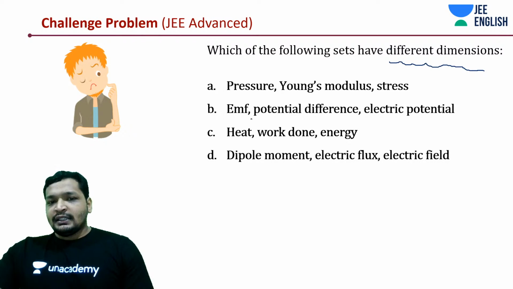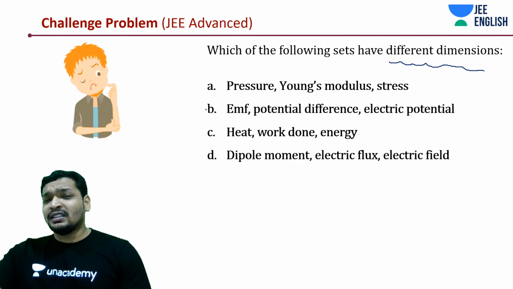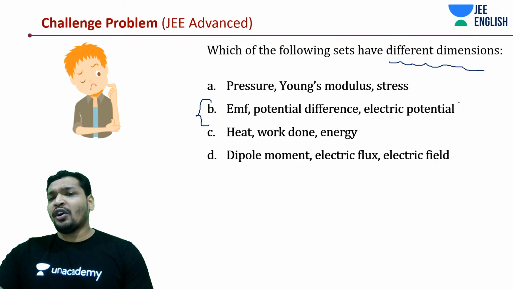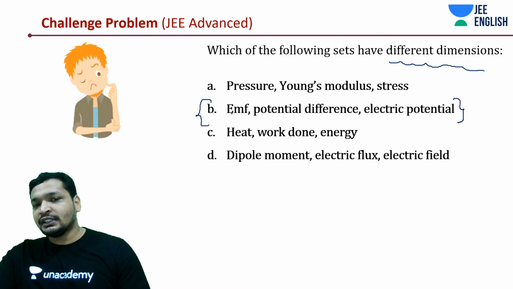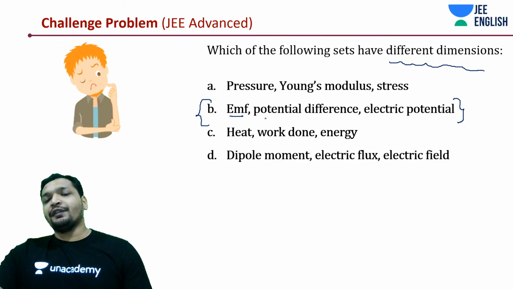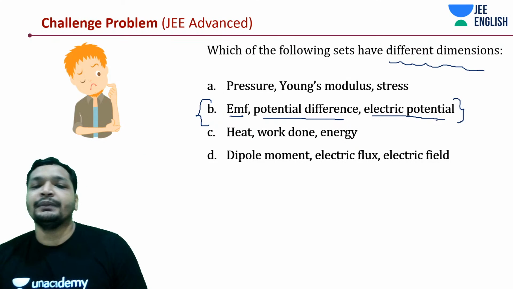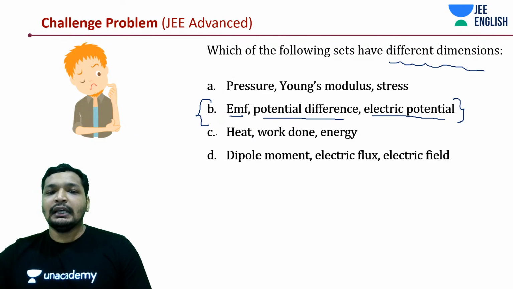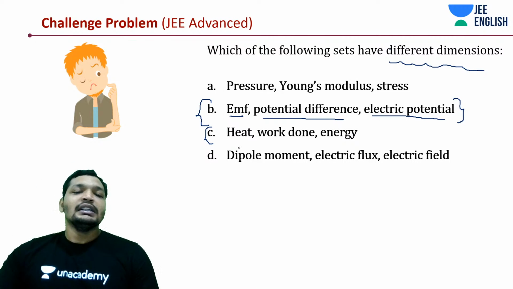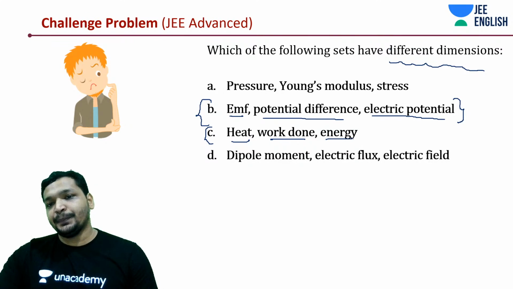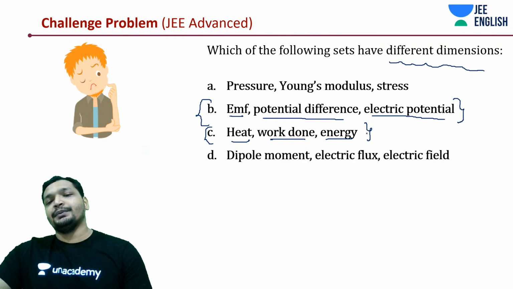Pressure, Young modulus, stress, or EMF, potential difference, electrical potential. I believe if you remember, these three are the same things. You talk about EMF, it's not of electrical nature, but it's an electrochemical nature thing. But if you remember, EMF and potential difference is the same thing, and it is same as electrical potential. Okay. How about heat, work done, and energy? Yes, they have same dimensions. These three have same dimension.